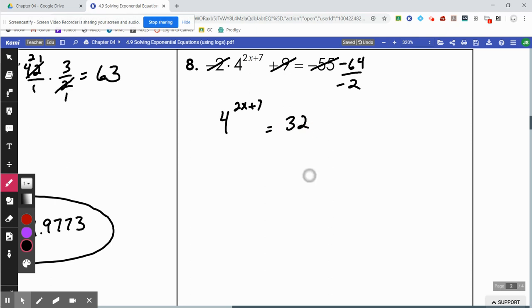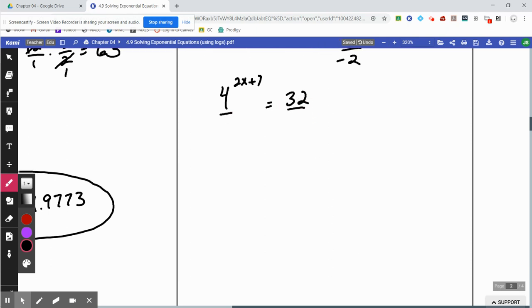Now stop for a second. When you see numbers like 4 and 32, let's come over here to the side. I can write 4 as 2 to the 2nd power, that'd be to the 2x plus 7, equals, and 32 is 2 to the 5th power. So we could solve this the other method. That'd be 2 to the 4x plus 14 equals 2 to the 5th, and you can finish from there.